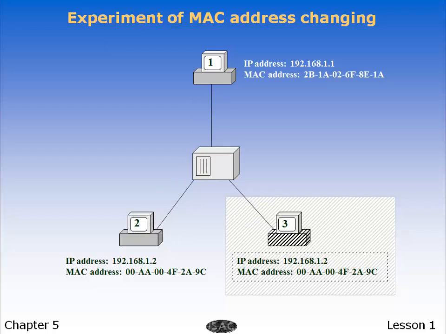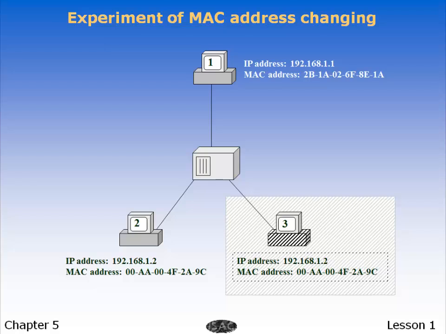Yeah, that's right. The packets reached both computers because computer 3 has the same MAC address and IP address. When in the middle of the network is a concentrator or a hub, the packets will be sent to all the computers connected to it, to all the ports.